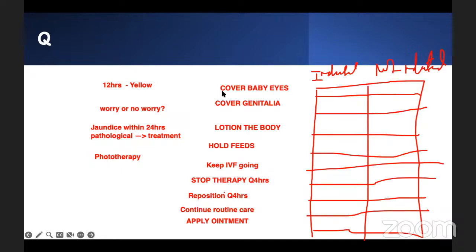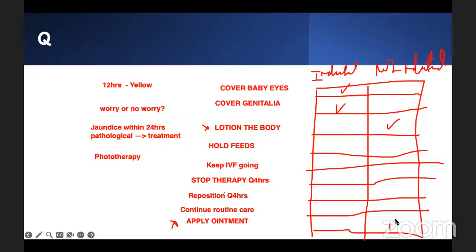I can tell you, you got to cover the baby's eyes, it's indicated, so that we don't damage their retina, right? You need to cover their genitalia. You don't want to damage their organs, especially if it's a male. Don't lotion them and don't apply ointment. This will keep heat on your body. You're already getting too much heat. It causes too much irritation.